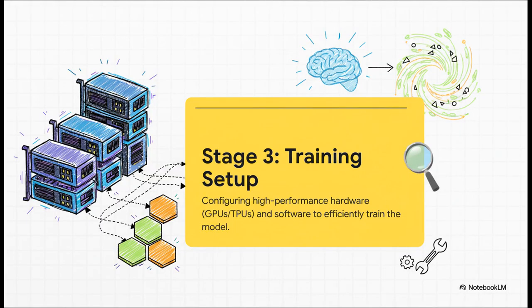Okay, in stage 3, we build our digital workshop. Fine-tuning an LLM is like trying to solve a billion-piece puzzle, and that requires some serious computational muscle. So this is where we set up our high-performance hardware, the GPUs and TPUs, and all the software frameworks. Think of it like preparing the forge, where we're about to shape our model.